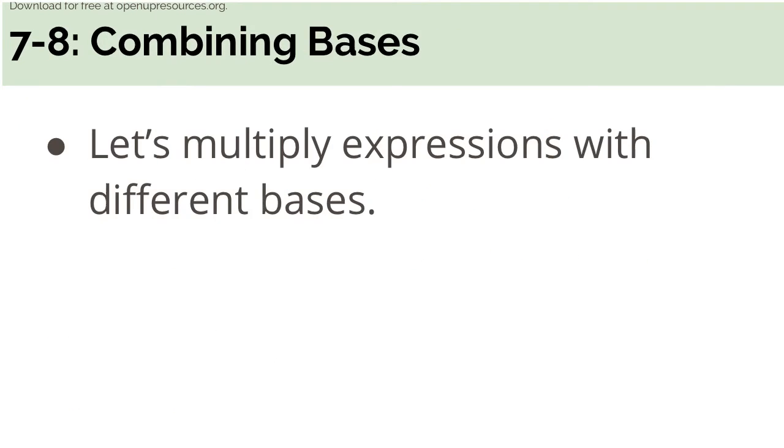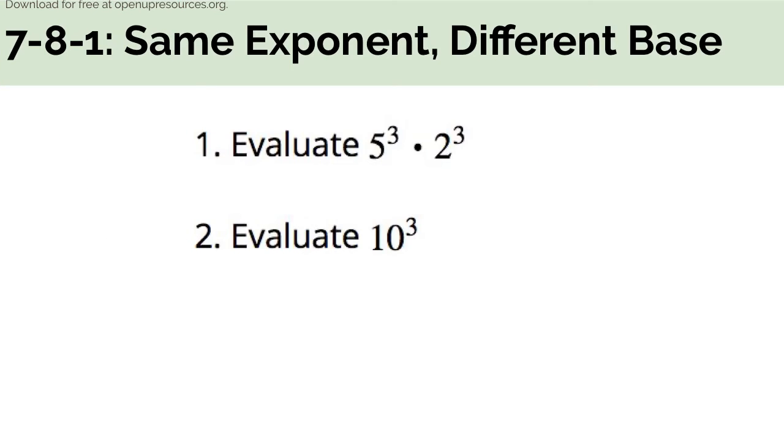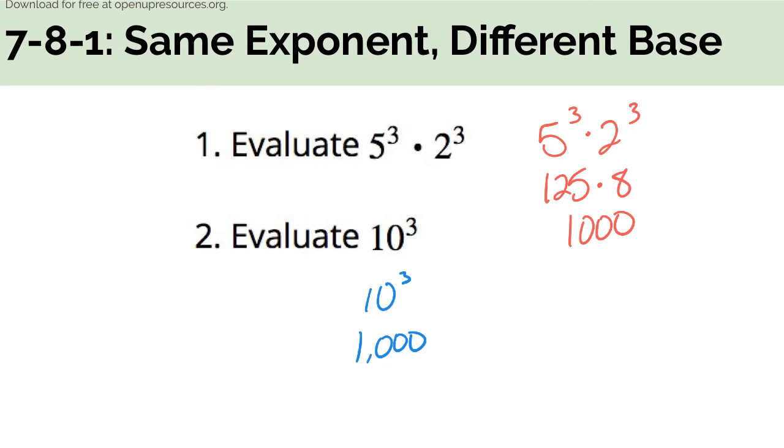In lesson 8 here, we're going to pick up where we left off at the very last problem in lesson 7 and look at multiplying expressions with different bases. If you evaluate both of these, you can see that they both end up equaling 1,000. And again, notice how they have the same exponent on all of them, and that 5 times 2 equals 10.